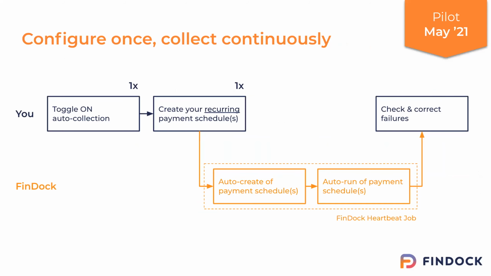Now, how that works is we want you to be able to configure once, so only initial configuration is required, and then collect continuously. And the way to do that is we are making use of the recurring payment schedule. So you have to configure in FinDock once how you want to do your periodic collection, and then every period we are able to collect on your behalf. The only thing you then still have to do, obviously, is in the case of an exception or a failure, you have to manage that, right? When for example, a card is expired, etc.